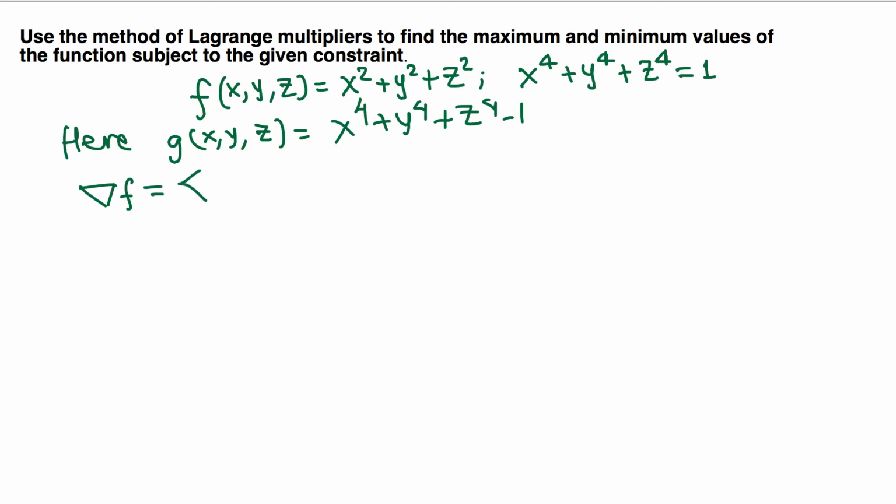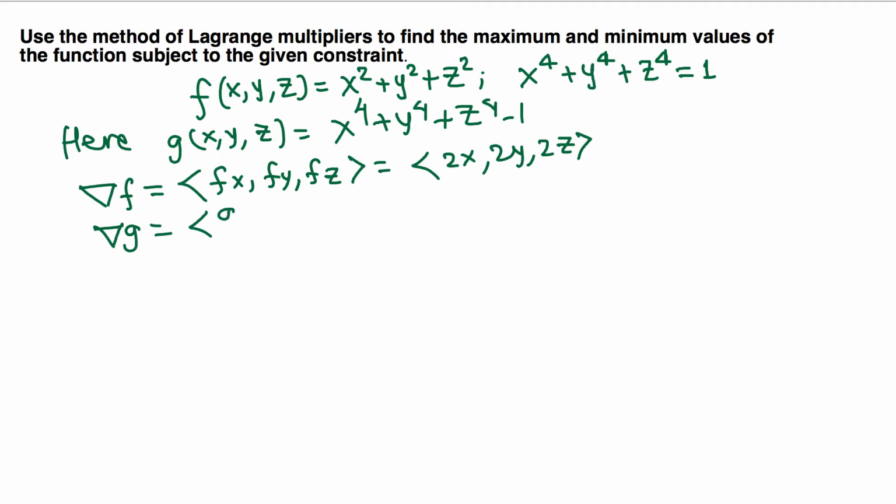Next we want to find the gradient of f and the gradient of g. So this is a function of 3 variables, so fx, fy, fz, that is found with respect to x, 2x, 2y, 2z. Similarly, the gradient of g is just gx, gy, gz, which is with respect to x, 4x cubed, 4y cubed, and 4z cubed.